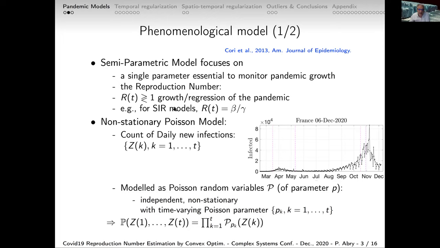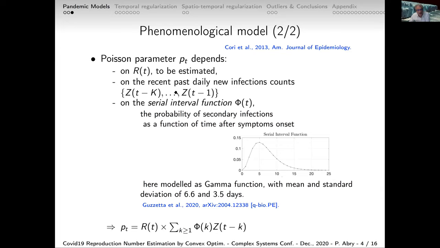And the key phenomenology of this model is that it says that each daily new infection, like for instance here for French data, can be modeled every day by a Poisson random variable, independent from one day to the other. And the key thing is that the parameter of the Poisson distribution is going to be non-stationary. And the way it's non-stationary is where the phenomenology is, because the parameter of the Poisson distribution depends on this reproduction number that you want to estimate, on the previous daily new infection counts, and on a serial interval function, phi of t, which quantifies the probability of a second infection, basically. The probability that given that someone has been infected at day zero, it infects someone after a few days.